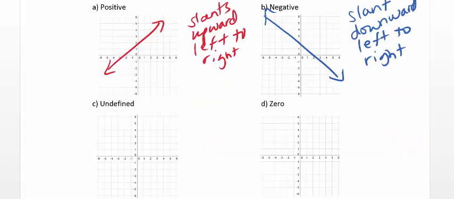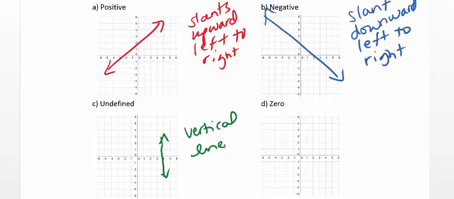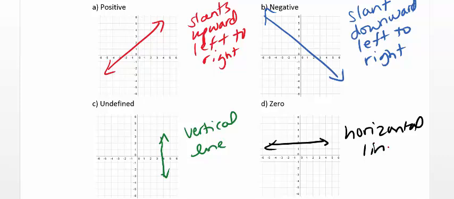Now, what does it mean to have undefined slope? Well, any type of vertical line is going to have undefined slope. And our horizontal lines are going to have zero slope. So when I see a horizontal line, I will say it has zero slope.